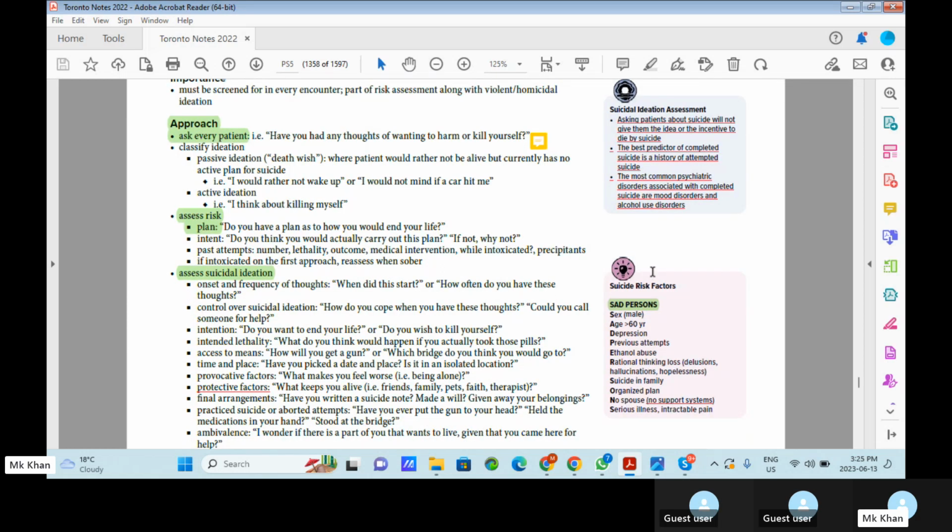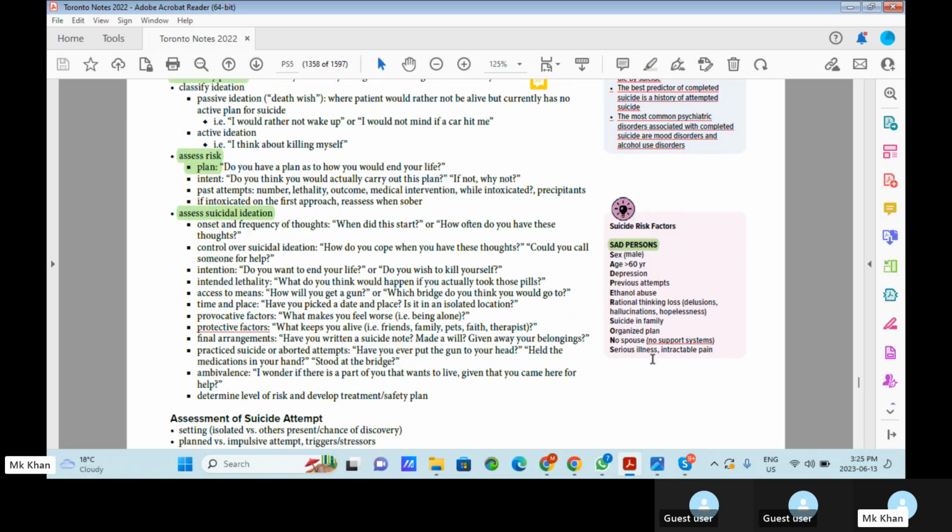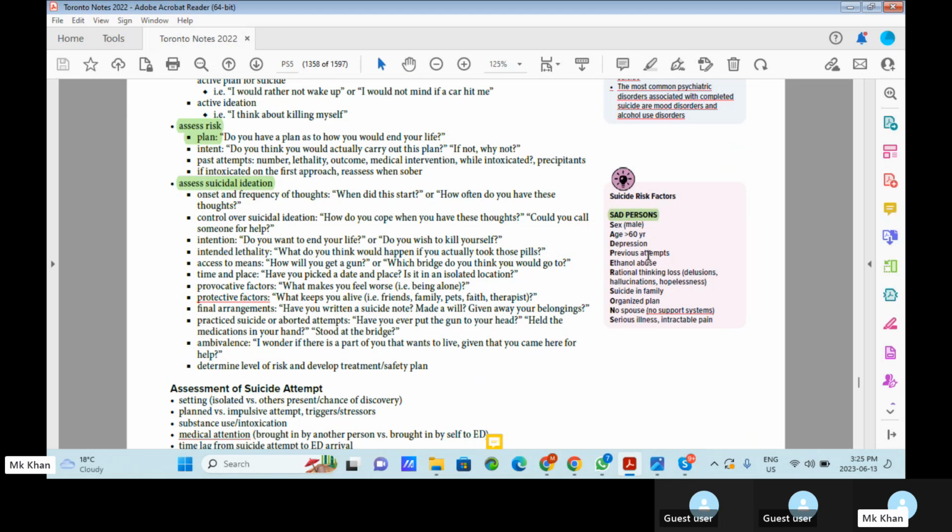So what are the main risk factors for suicide? This is important to remember because it can come in CDM. The abbreviation is SAD PERSONS. S is for sex, it is more common in males. A is age more than 60 years, D is depression, and then P is for previous attempts. We have seen the previous attempts is the highest risk factor.